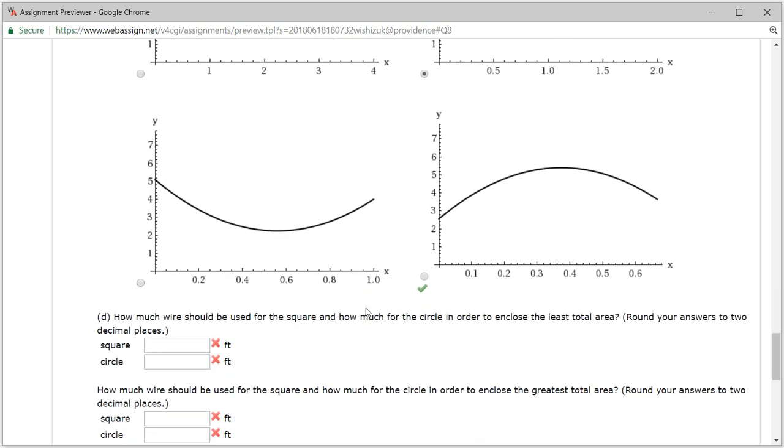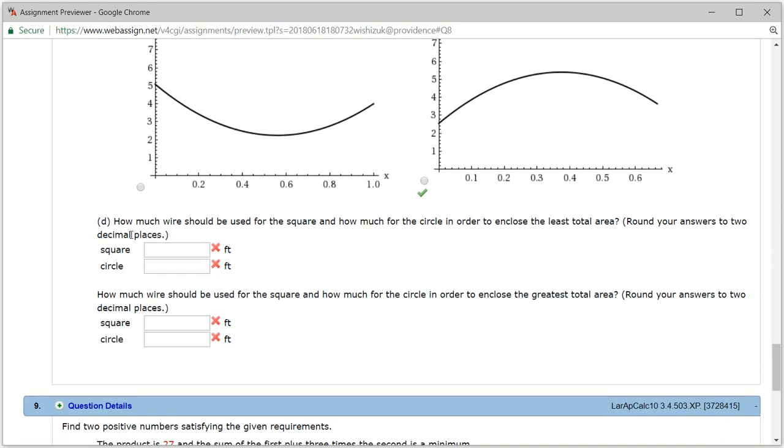Let's move on to part D. How much wire should be used for the square?